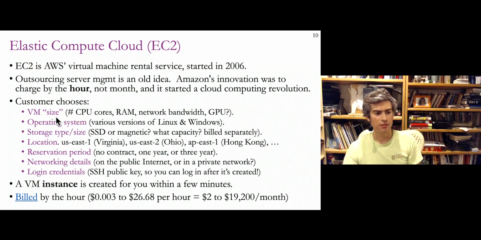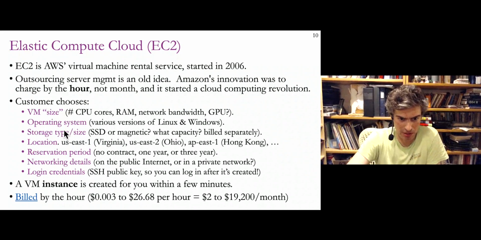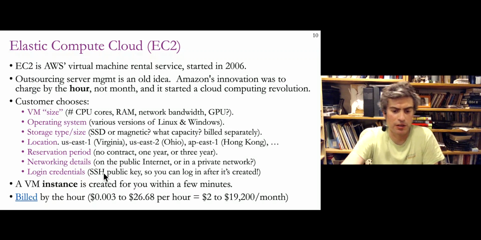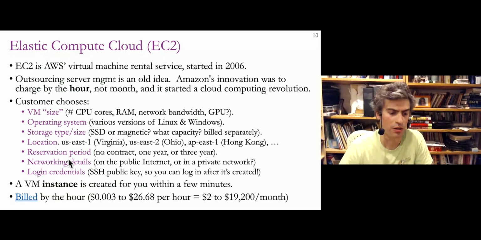Anyway, you can choose the size of the virtual machine, which is the number of CPU cores, the amount of RAM, whether there's a GPU attached or dedicated to it, and the amount of network bandwidth. You can choose from various pre-set up operating systems, the type of storage, size of storage, the location, and reservation periods just for billing purposes. If you reserve it for a year or 3 years, it's cheaper. And you give it your login credentials so that you can actually log into the thing. And they give you the IP address, and you get started. Okay. And you can create a virtual machine instance within a few minutes. I think you've done that in the homework.